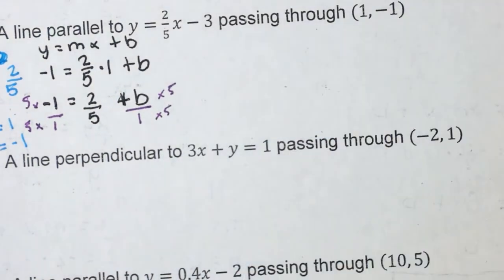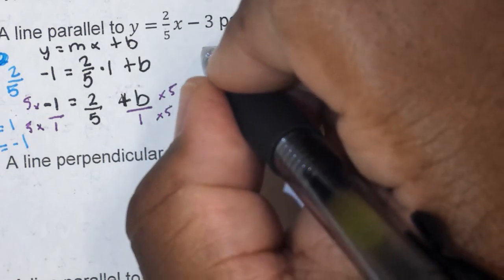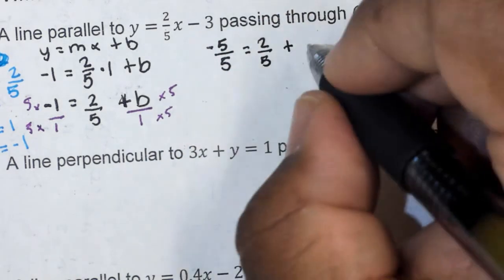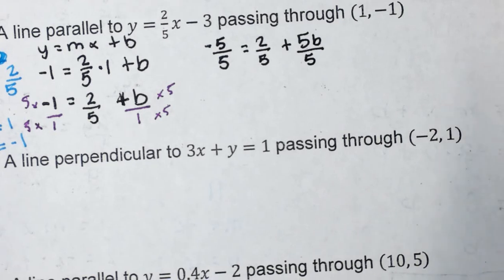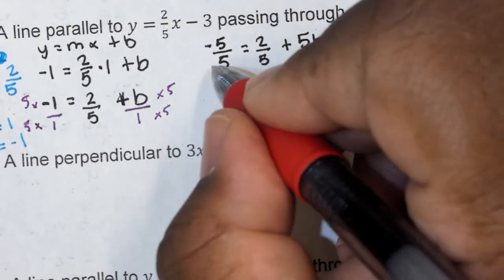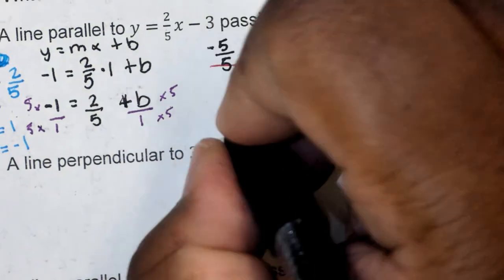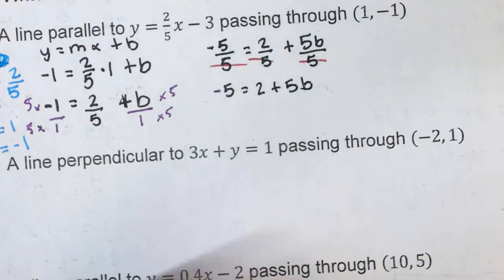I'm going to rewrite it up here, because I'm running out of space. It'll be -5/5 equals 2/5 plus 5 times b is 5b/5. All I did was change it so everything has a 5 under it. Once I do that, since everything has the same denominator, I can drop all these 5s at the bottom. And I can just rewrite this equation as -5 equals 2 plus 5b. And I can solve that. That's me getting rid of the fractions.